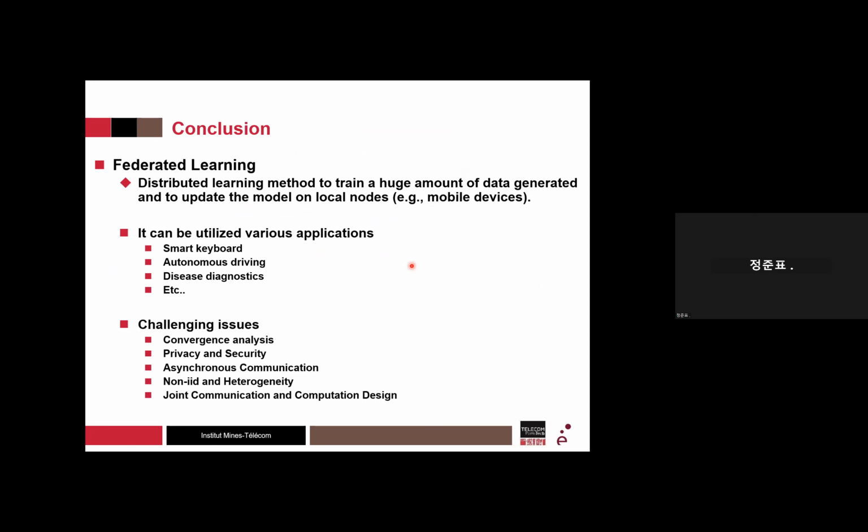Okay, this is the conclusion. Federated learning is a one-of-a-kind distributed learning method to train on a huge amount of generated data and to update the model on local nodes. It can be utilized for various applications like smart keyboards, autonomous driving, and disease diagnostics. And there are some challenging issues in federated learning, like convergence analysis, privacy and security, asynchronous communication, non-IID and heterogeneity, and joint communication and computation design.